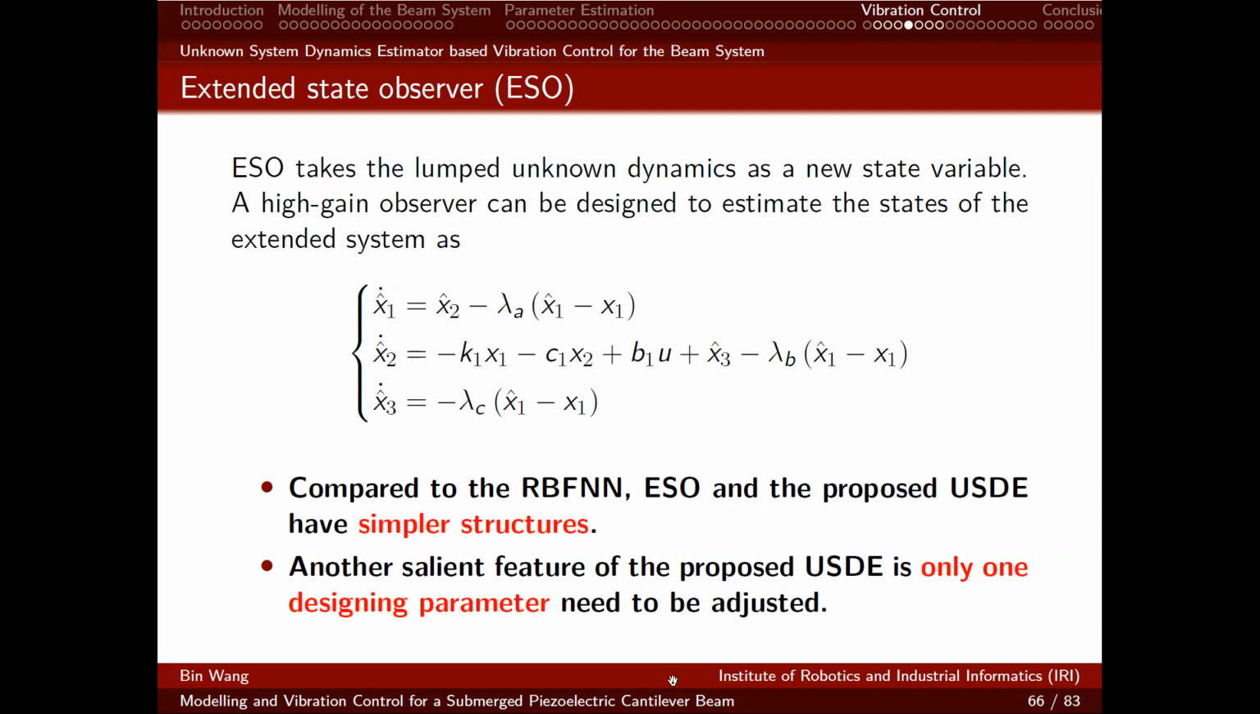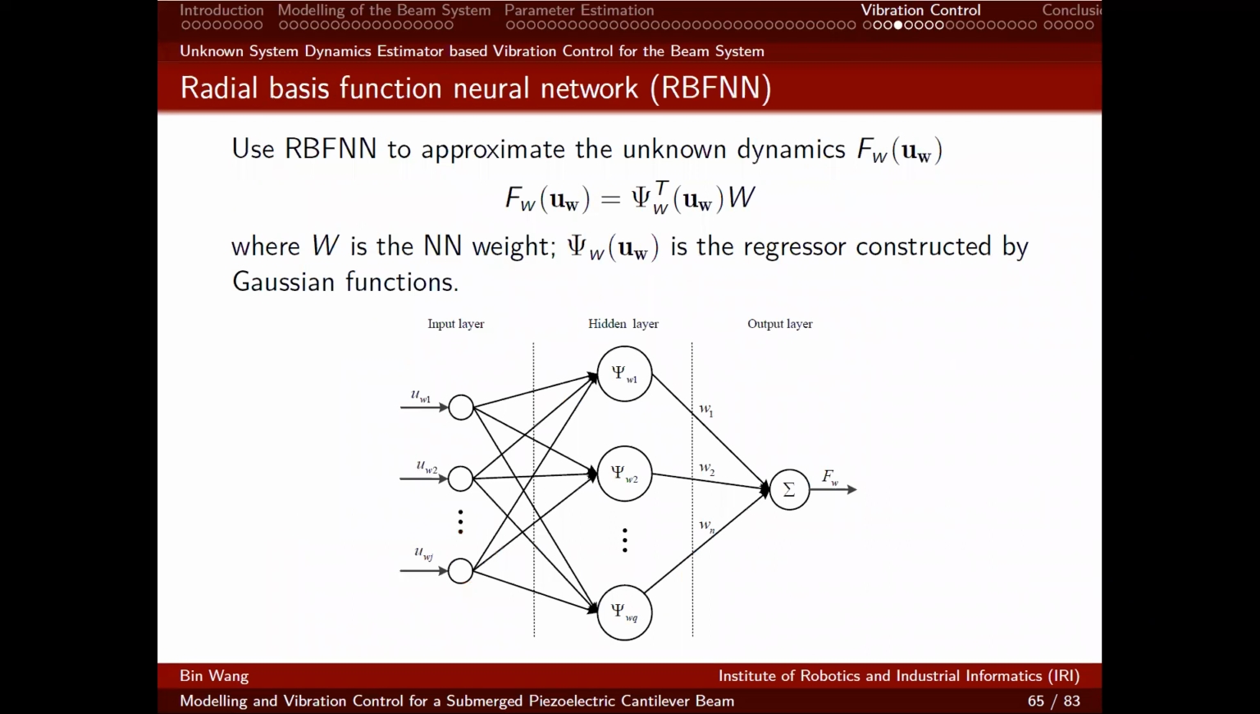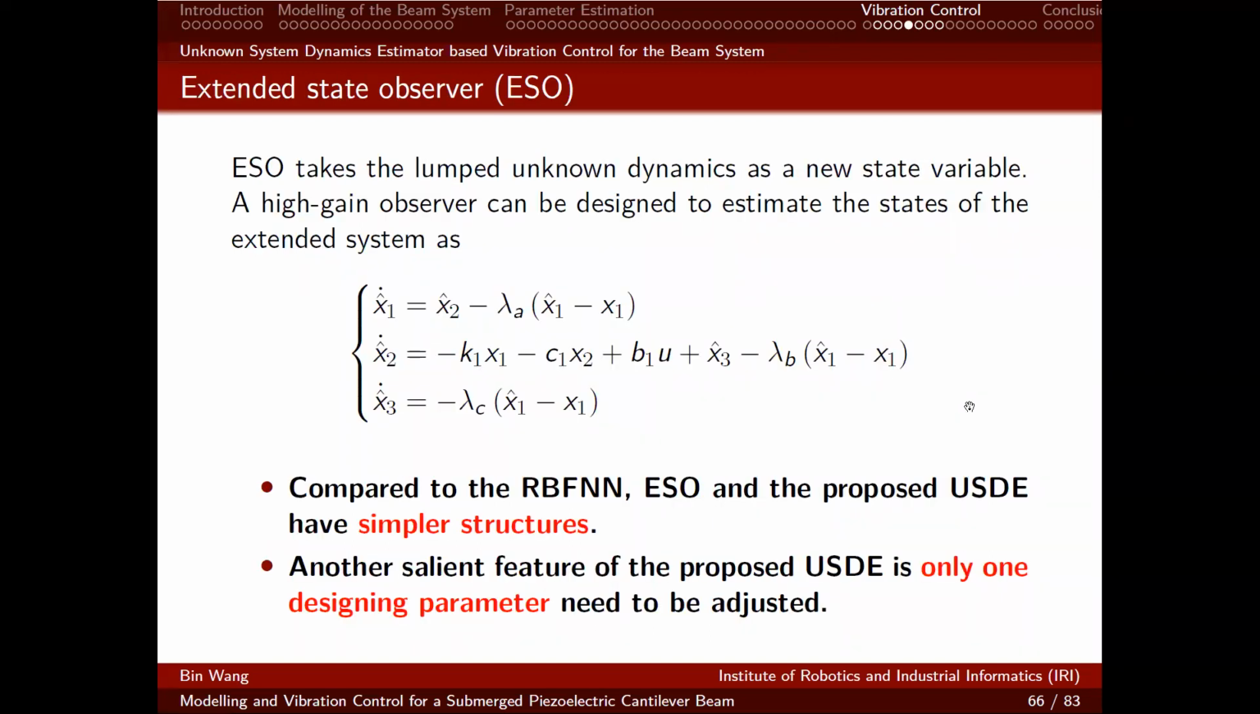And for the USDE, another salient feature is that only one design parameter needs to be adjusted. While for the ESO, there are three parameters, and for the neural network, there will be more parameters.